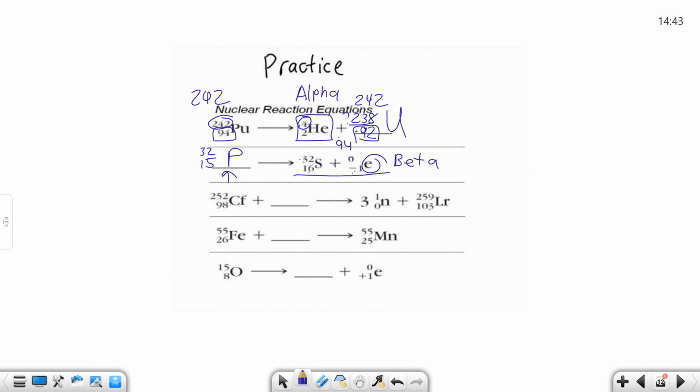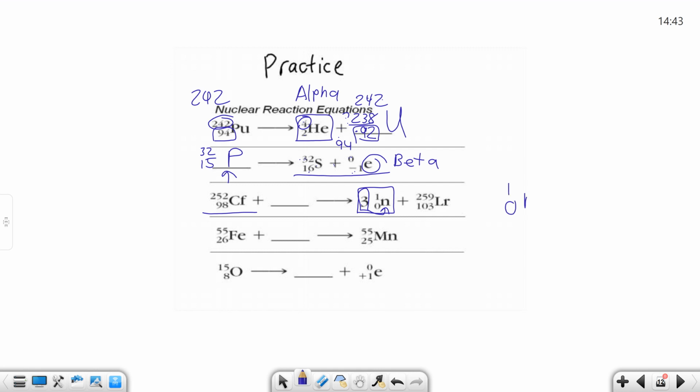What about the next one? All right, this one's a little bit trickier because we got something else that happens sometimes. Okay, we have one element, 252/98 californium. But I need to figure out what the other part is. Over here, I have this number right here that is a coefficient. It's telling me how many of these things I have, how many neutrons I have. So this is telling me I have 3 neutrons.